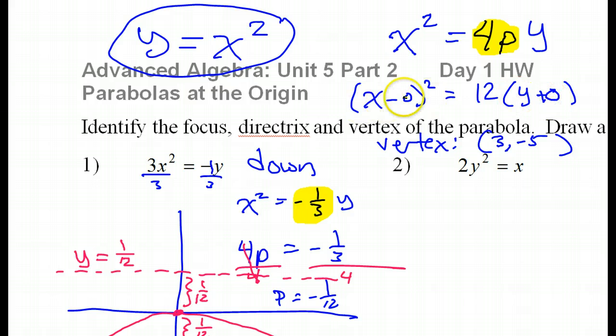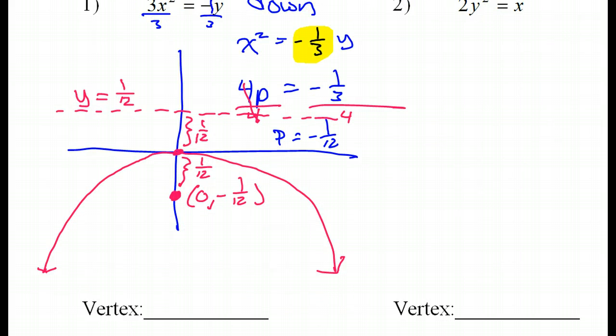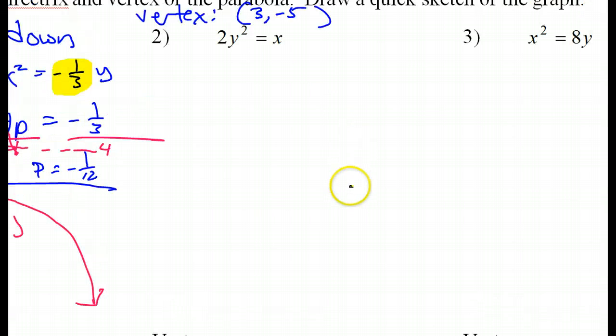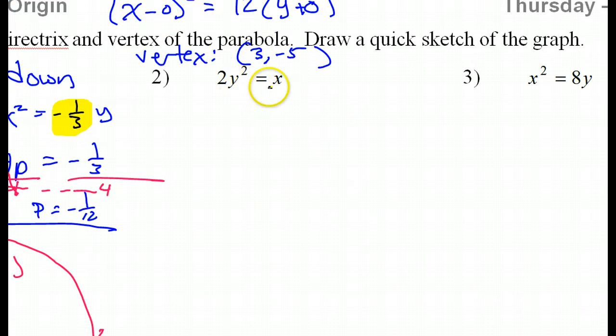But if the vertex is 0, 0, then this all goes away and it just becomes x squared and y. So if you just see x squared and y, you know that the vertex is at 0, 0. So, number 2. First, you have to decide, is this up, down, left, or right?